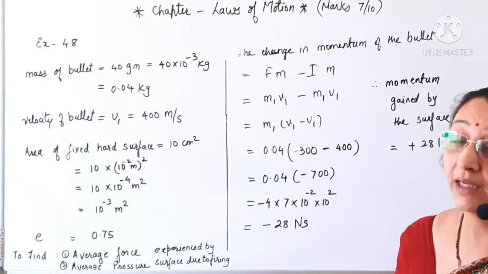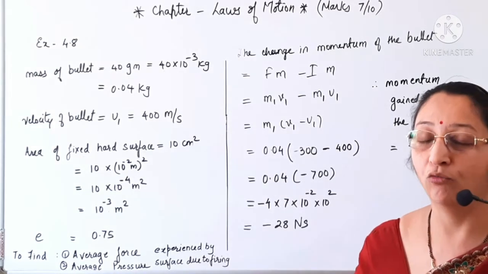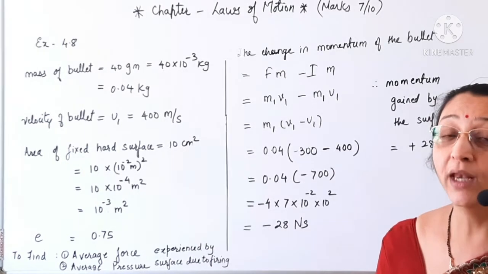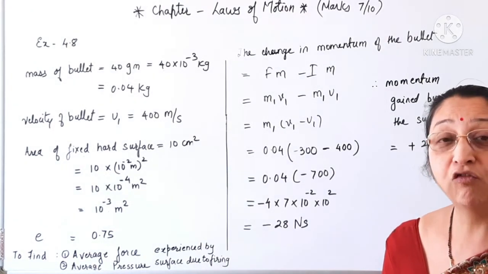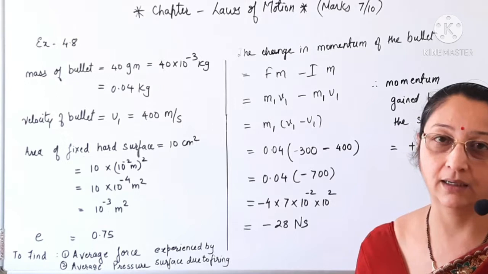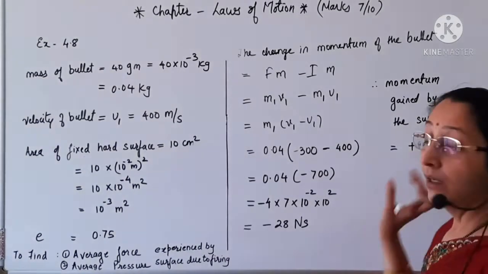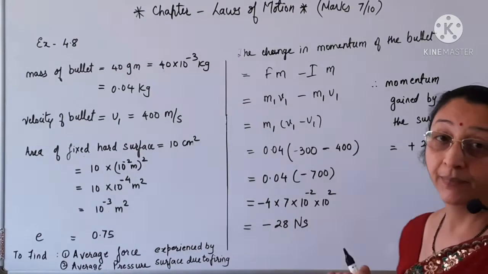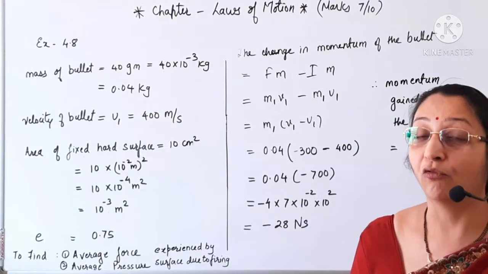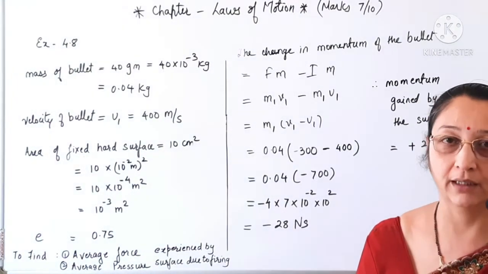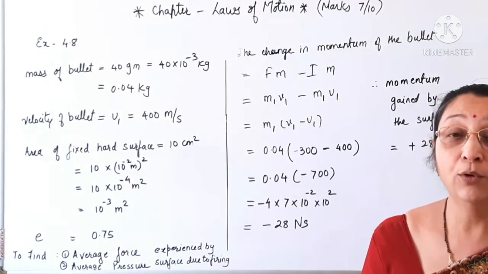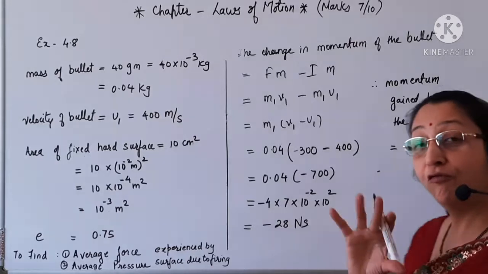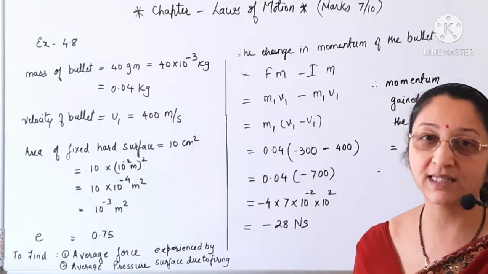This is the momentum gained by the surface. Now, we know that the frequency with which the bullet is fired is 5 bullets in 1 second. So, this is the momentum gained by the surface due to the collision of only one bullet. But how many bullets are fired in 1 second? There are 5 bullets. 5 bullets are fired in 1 second.